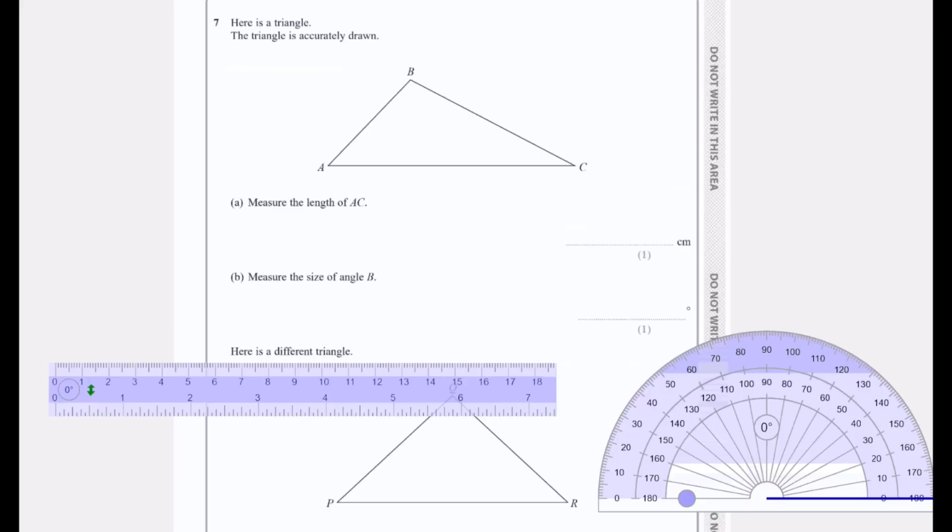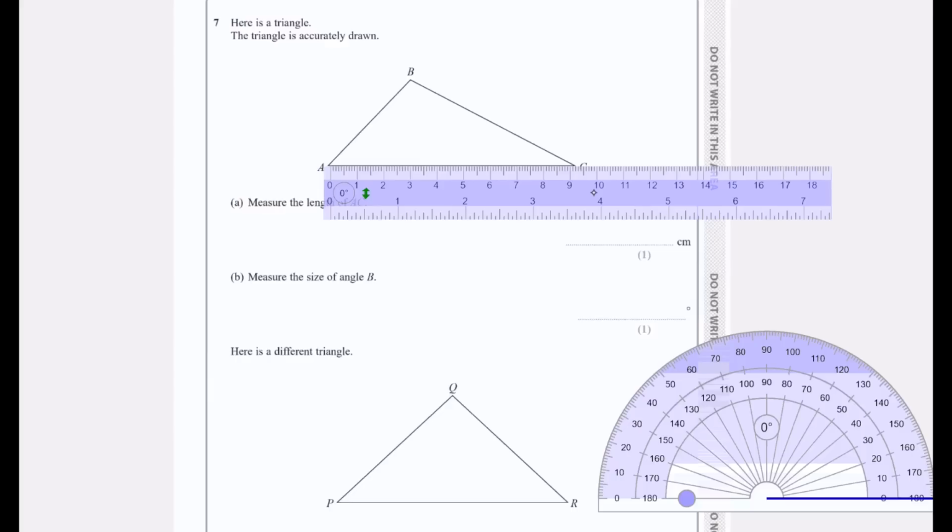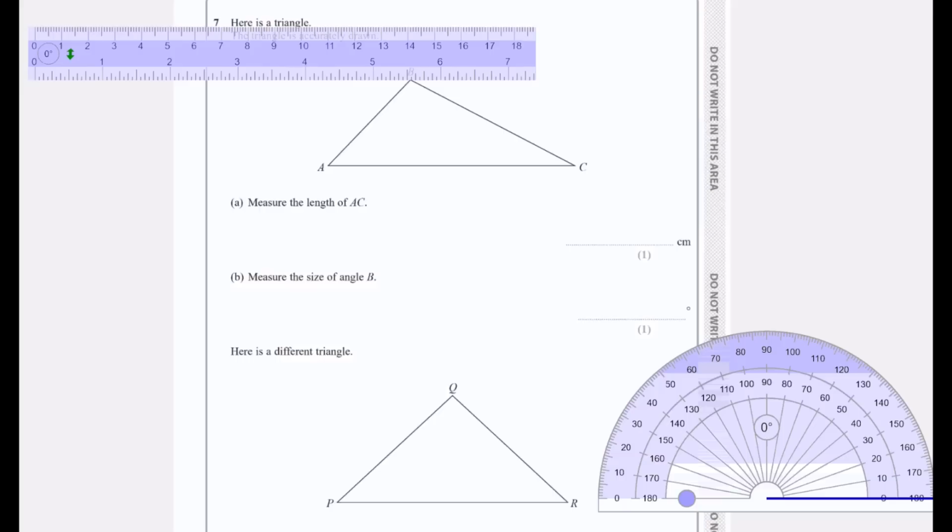Question 7. Here is a triangle. The triangle is accurately drawn. Measure the length of AC. So we grab our ruler. We want 0 to be on A, and then measure how far away C is. It looks like 9.3. We've got 9.3 centimeters.